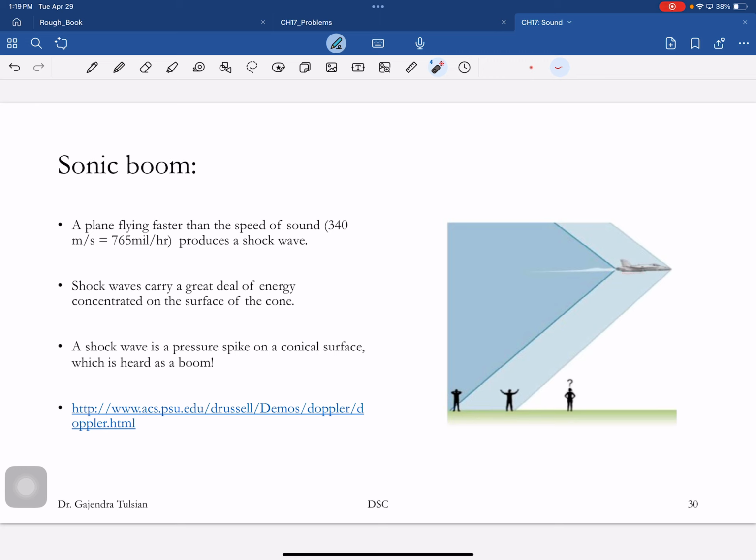A jet will produce 2 shock waves. The nose cone produces one, and then the tail produces one. Okay? So as this thing is going, there's a shock wave. This person hasn't heard anything yet. This person has heard one boom. This person has heard both the sonic booms.